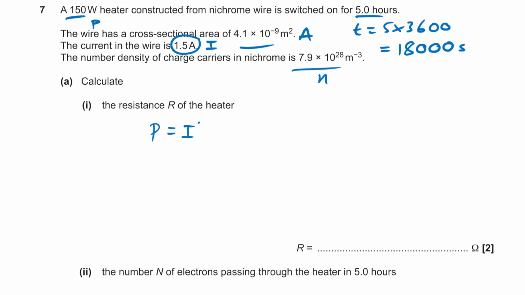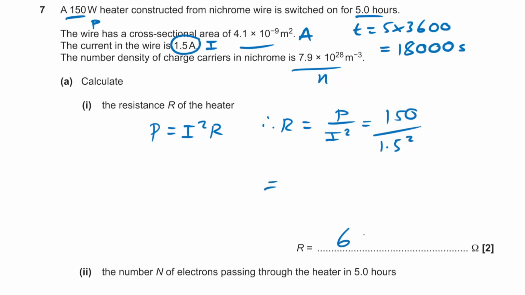Power is equal to I squared R. Therefore, R is equal to P over I squared. So that's just as simple as 150 over 1.5 squared. And we end up with 66.66666. So it's just going to be 67 ohms.